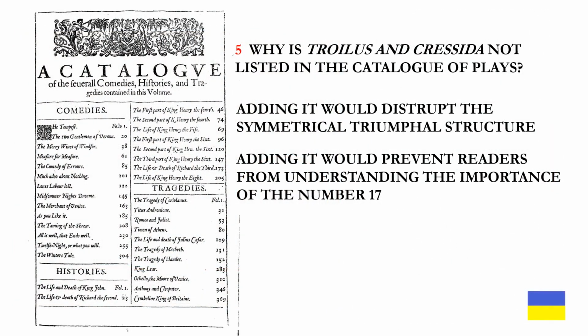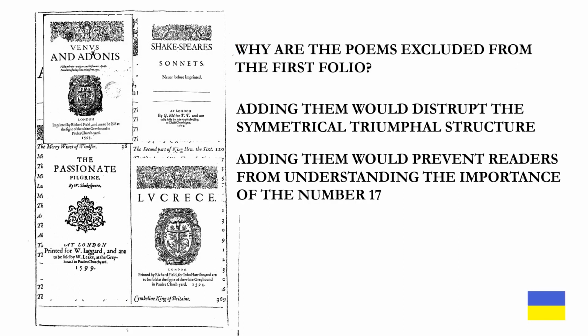Now we can answer this question. Why is Troilus and Cressida not listed in the Catalogue of Plays? Adding it would disrupt the symmetrical triumphal structure. Adding it would prevent readers from understanding the importance of the number 17. Why are the poems excluded from the First Folio? This is one of the questions I asked when I first got a facsimile of it. Adding them would disrupt the symmetrical triumphal structure, and adding them would prevent readers from understanding the importance of the number 17.